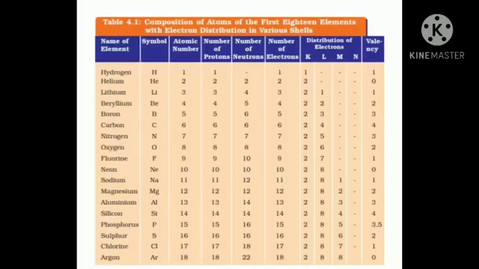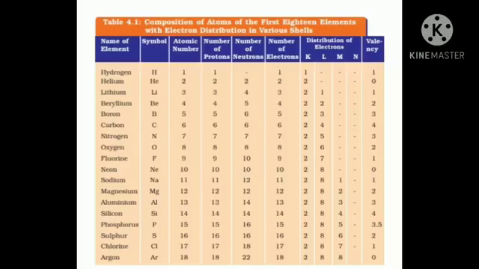Neon, symbol Ne, atomic number 10. So protons and electrons are 10. Mass number minus atomic number is equal to the number of neutrons, which is 10. The distribution of electrons is 2 in the first shell, the remaining 8. Valency 8 minus 8 is equal to 0. Neon is an inert gas.